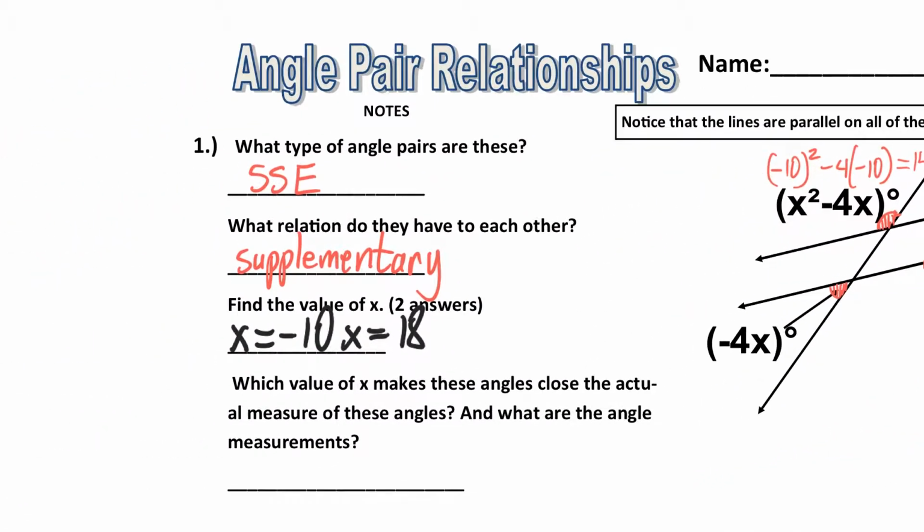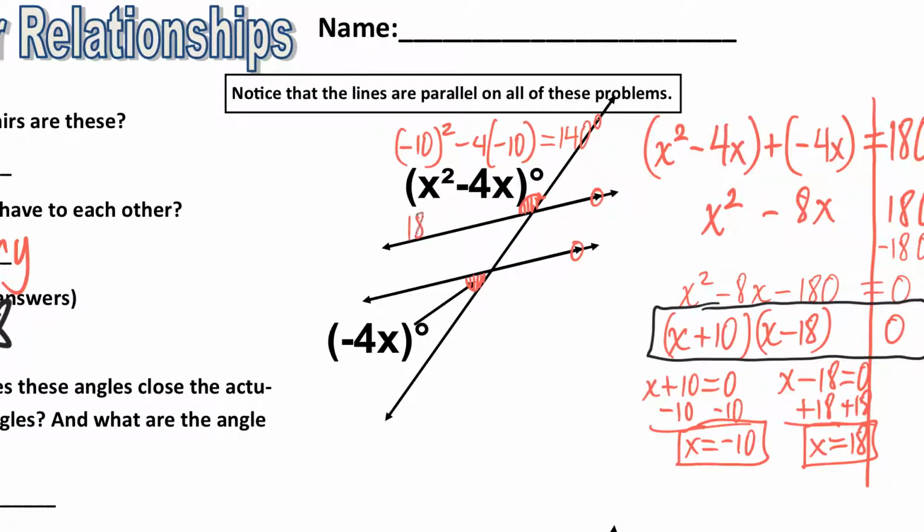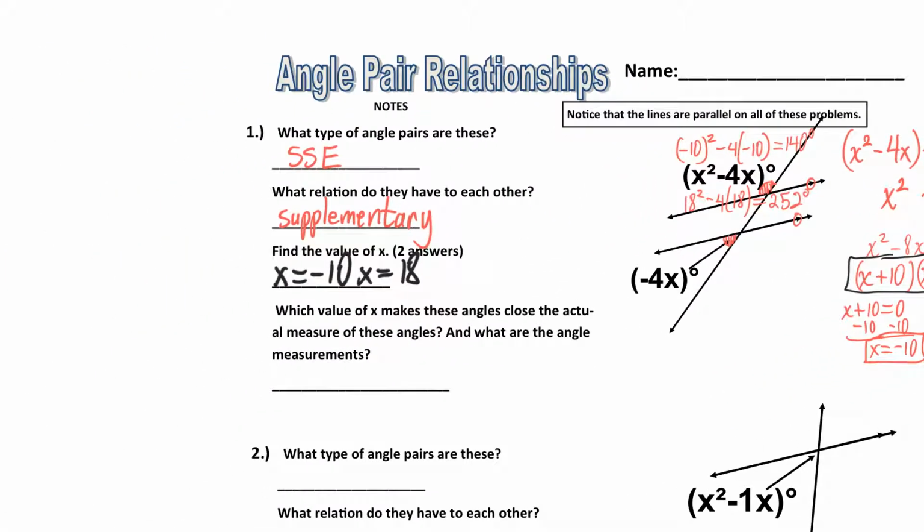But let's try the 18 and see what the 18 does. So if I plug in 18 here, we have 18 squared minus 4 times 18. Just type that in your calculator real quick. 18 squared minus 4 times 18. 252 degrees. Does that angle look like it could be 252 degrees? No. So which value of x makes this what it's supposed to be? It's negative 10. So x equals negative 10 is the one I need.